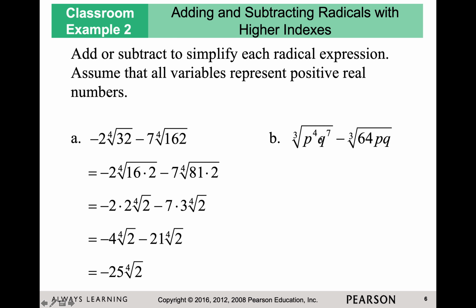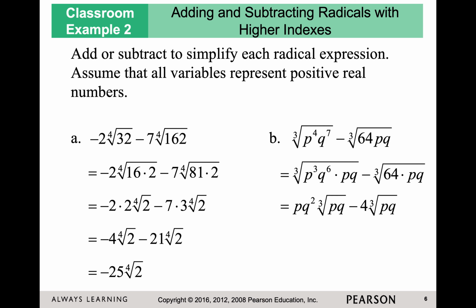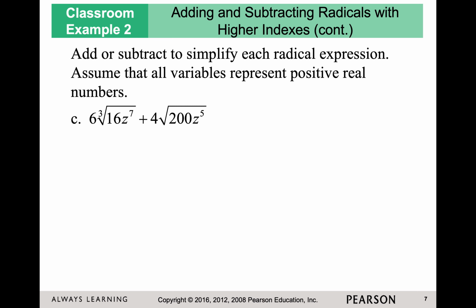In part B, the same thing is going to occur. P to the 4th can be written as P cubed times P. Q to the 7th can be written as Q to the 6th times Q. Well, I can take the cube root of P to the 3rd and Q to the 6th because 3 divided by 3 is 1. 6 divided by 3 is 2. Now I have like terms. Now, because this is a variable minus a number, that's as far as I can really take it. And that's okay. You can leave it in that form.